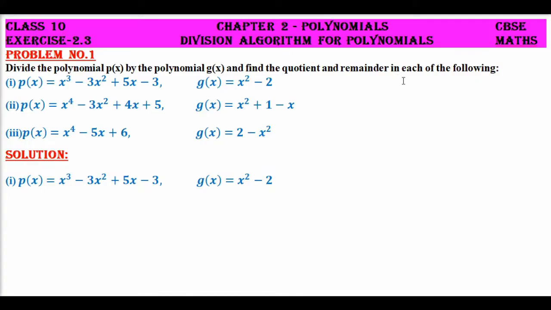Okay, Class 10 CBSE Maths Chapter 2 Polynomials Exercise 2.3 Problem number 1. Divide the polynomial p of x by the polynomial g of x and find the quotient and remainder in each of the following. So you are given three sets of polynomials p of x and g of x, and you are asked to divide these two polynomials and find the quotient and remainder.